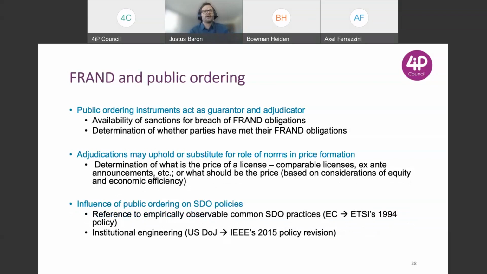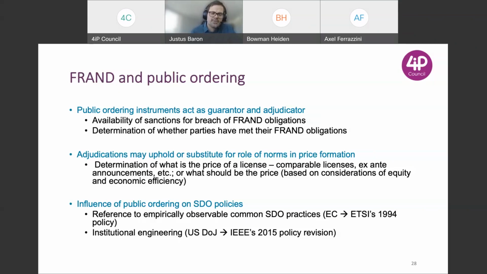And so once again, that is a system that is defined by decentral mechanism. And once again, that doesn't mean that the public order is irrelevant in that system. So the public ordering in particular acts obviously as a guarantor and adjudicator. So as a guarantor, that if a party is found to run afoul of its clear obligations, then there might be sanctions available for that under public law.